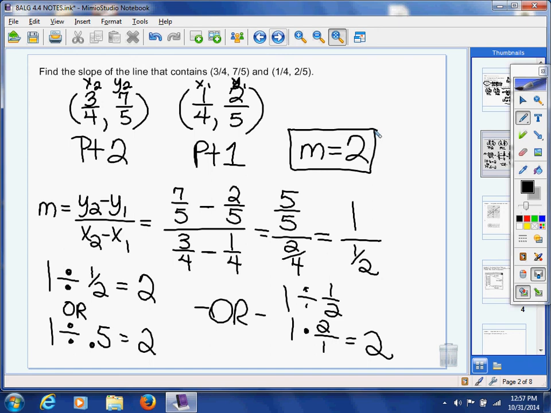Okay? So that's how you calculate slope using the slope formula. So remember, point 1, point 2, you pick which one you want to be point 1 and which one you want to be point 2, and then plug into your formula and solve. If you have any questions, bring them to class tomorrow.